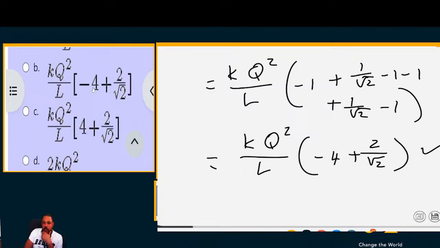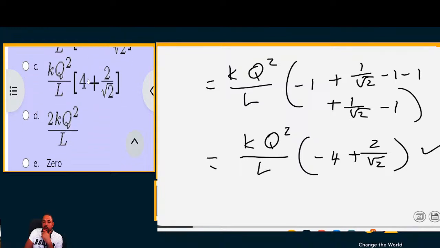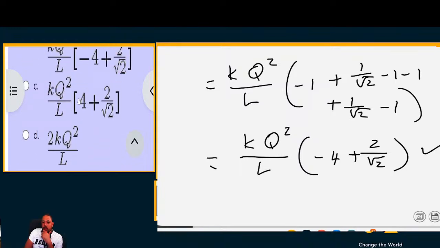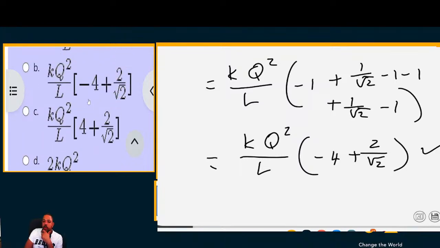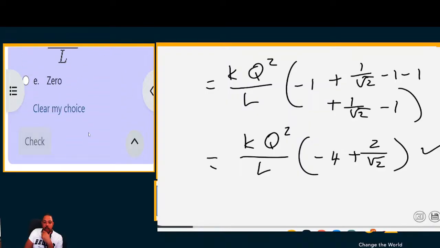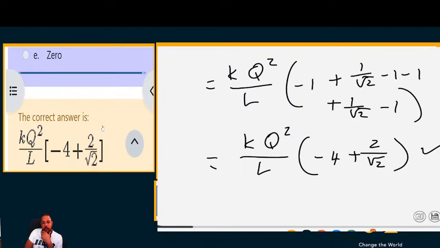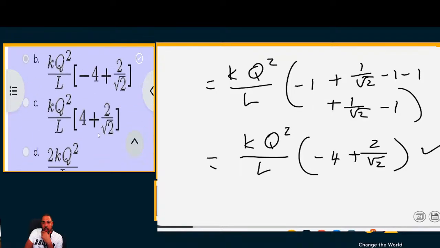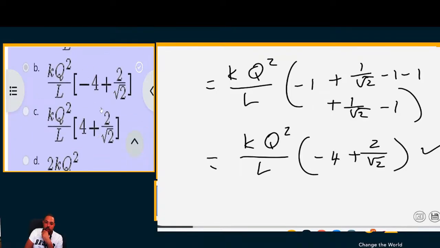Nope. There's a negative plus 2 square root 2 kq squared, negative 4. There's that one, but it's a positive 4. Let's try the one number B. Let's check. The correct answer is, yep, it is the one that we chose and worked out.